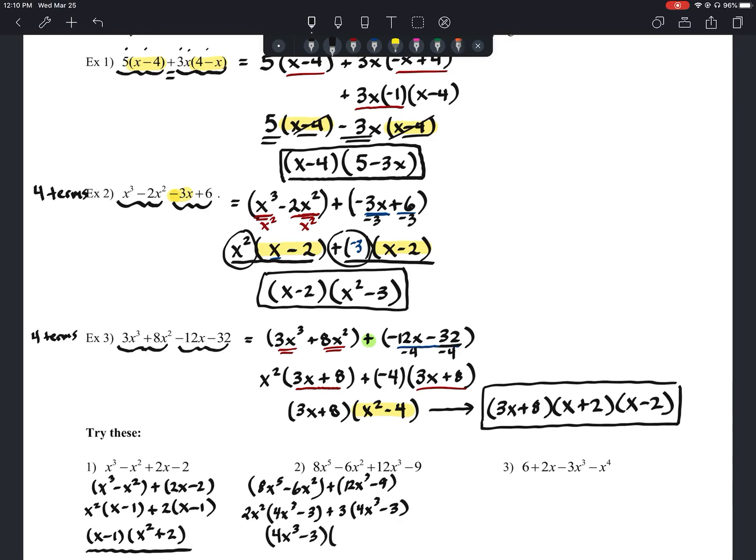And the part that's left over then would be 2x squared plus 3. Now those are still pretty busy, both of those binomials, but I don't see anything here that would suggest it's going to factor anymore.